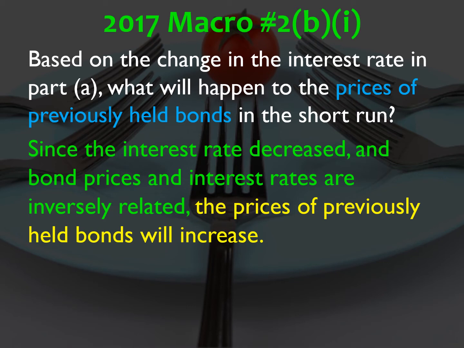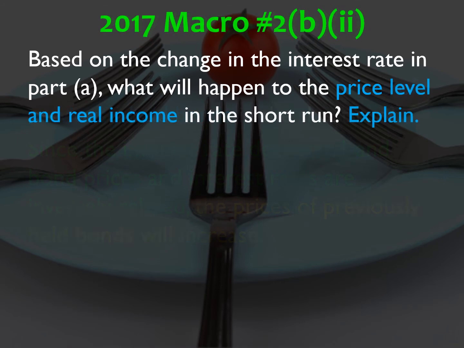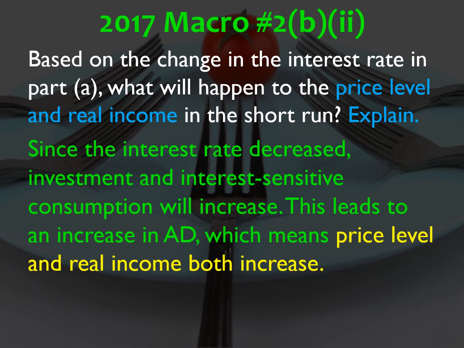What will happen to price level and real income in the short run? Now remember, real income is another way to measure real GDP. There's the expenditure model and the income model. So real income is just like real GDP, real output, in terms of the direction. So interest rate goes down, that's going to increase investment and interest sensitive consumption. Both of those will lead to an increase in aggregate demand, which leads to an increase in price level and real income.